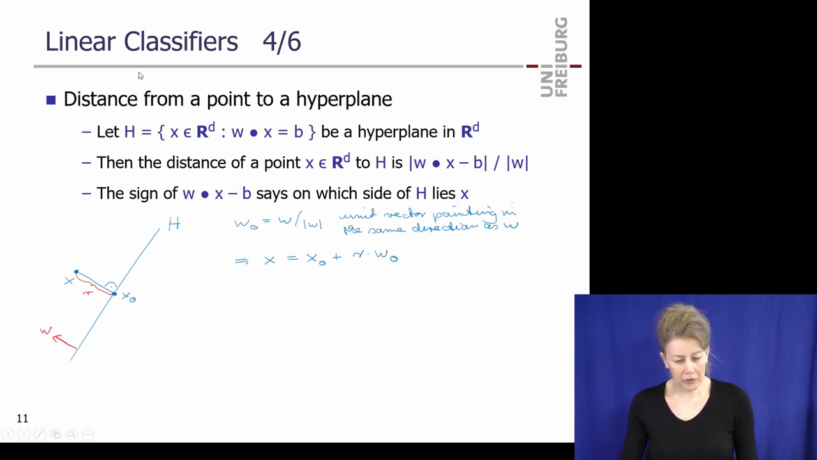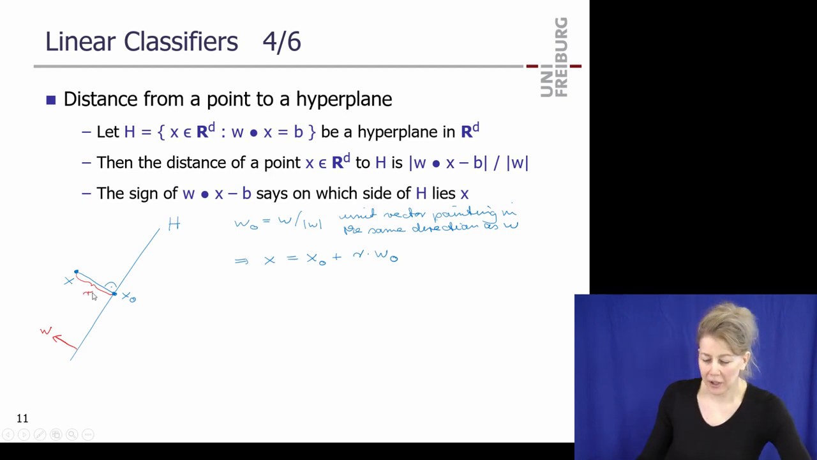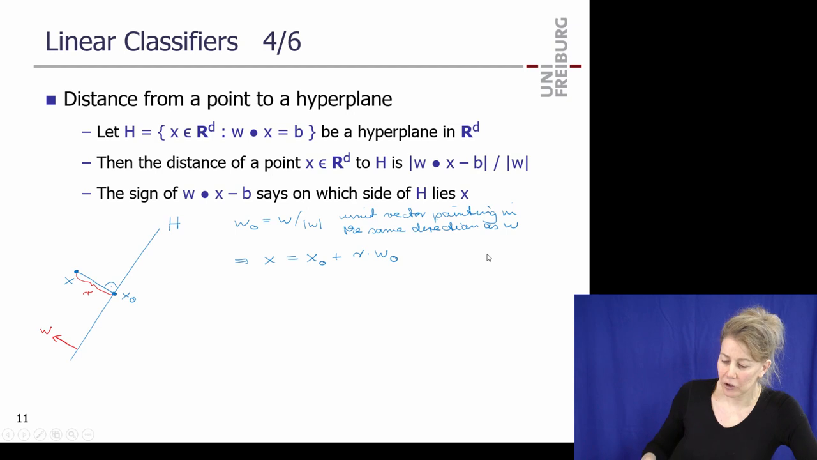So I'm going from this point here, I don't know what it is, I just give it a name. Now I have my unit vector pointing in that direction, away from this hyperplane to the right side, and I take it r times. That's just r times the unit vector, where r is the distance. It's the definition of the distance. Okay, now to prove something, you always multiply with W, because that's the definition of this.